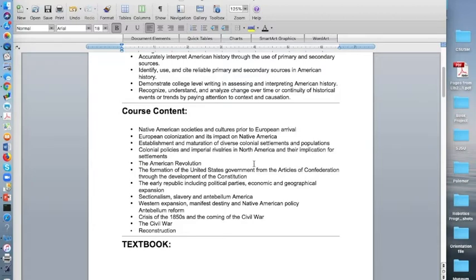the early republic including political parties, economic and geographical expansion, sectionalism, slavery, and antebellum America, Western expansion, manifest destiny, and Native American policy, antebellum reform, crisis of the 1850s, and the coming of the Civil War. The Civil War, and then we will end with Reconstruction.